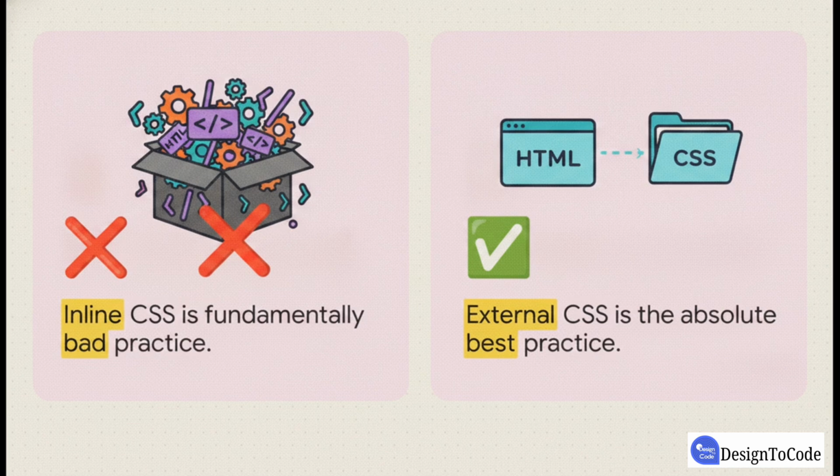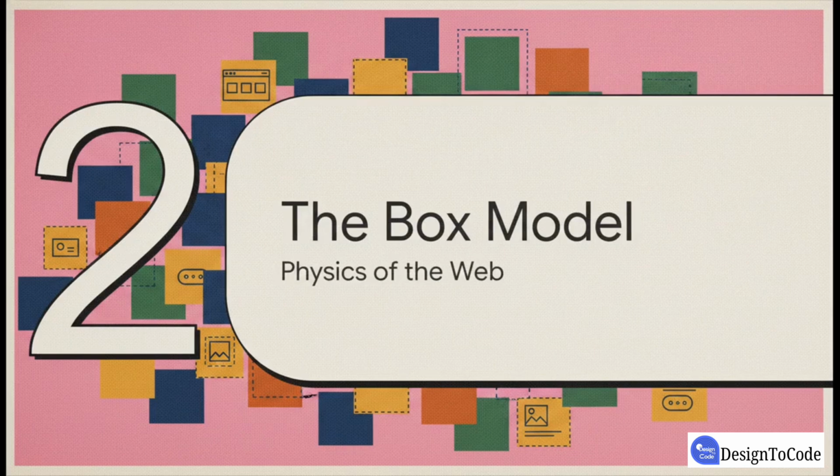First, there is inline or internal CSS, which is, frankly, a complete nightmare for maintenance. It clutters up your HTML and makes everything chaotic. Then there's the absolute gold standard, external CSS. Linking a completely separate style sheet is what keeps your codebase perfectly clean, highly scalable, and actually ready for real-world team collaboration.